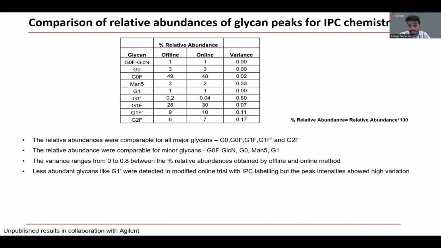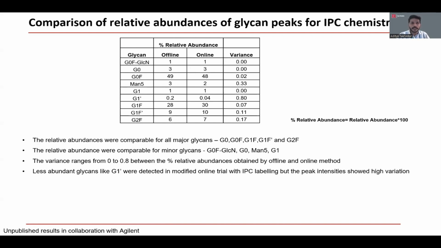G1 prime is one of those glycans which are detected at very low peak intensities, even with offline analysis. And therefore, detection of those peaks with an online setup using the flow injection device becomes a challenge. And therefore, work is being done in that direction to ensure that even the G1 prime glycan is taken care of. Although we do have detection, we just have to make sure that we are not losing out on its intensity.